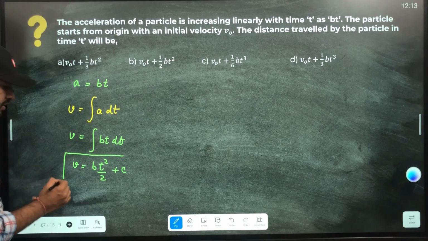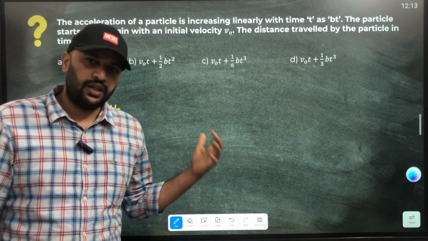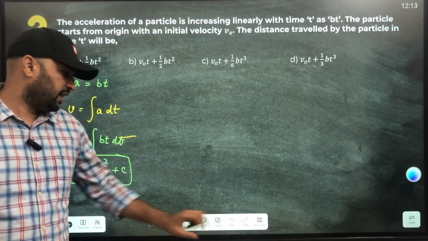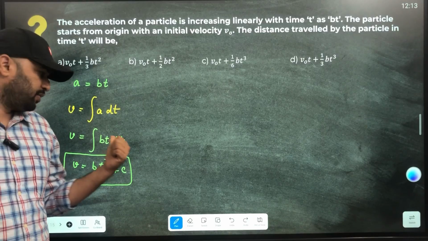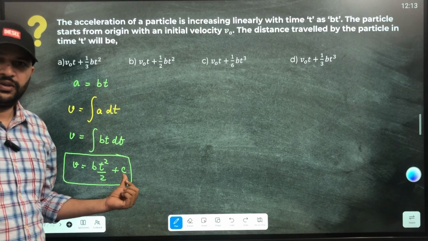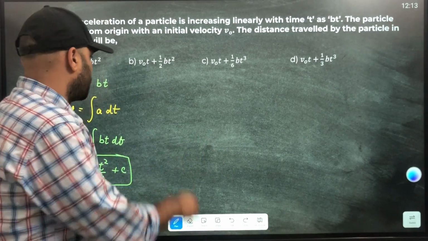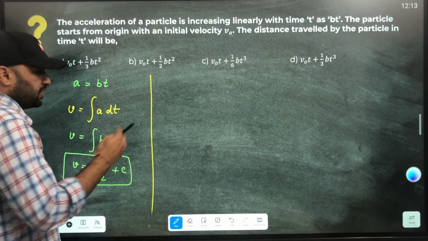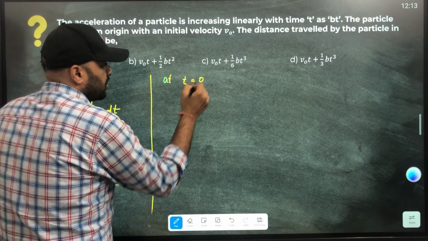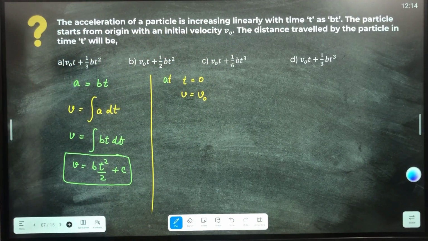Now in case you are not familiar with integration, let me remind you once again. Whenever we integrate, indefinite integrals, this we usually do in maths, you always get a constant. The constant value is dependent on the initial conditions of the given problem. And what are the initial conditions? At t equal to 0, v will be equal to v naught as per the problem.